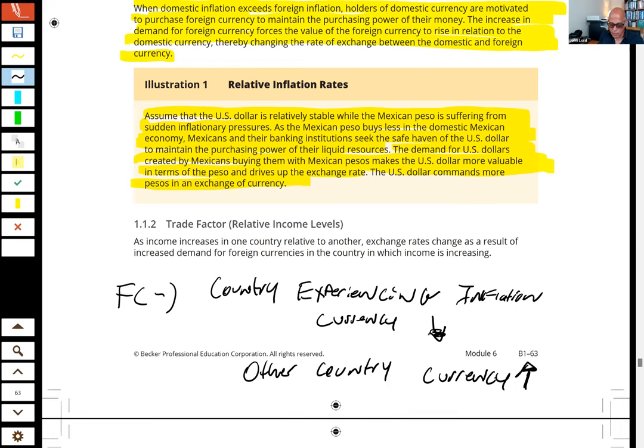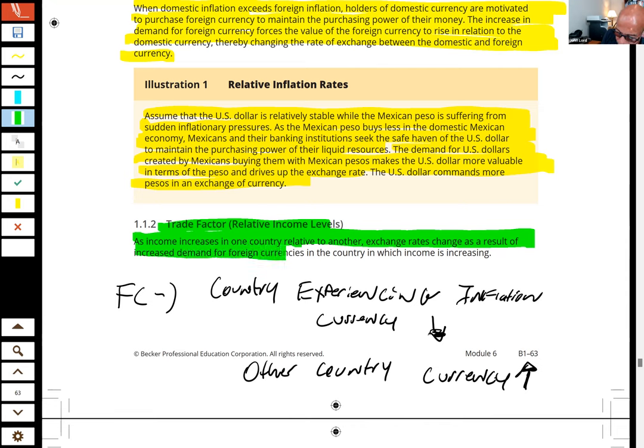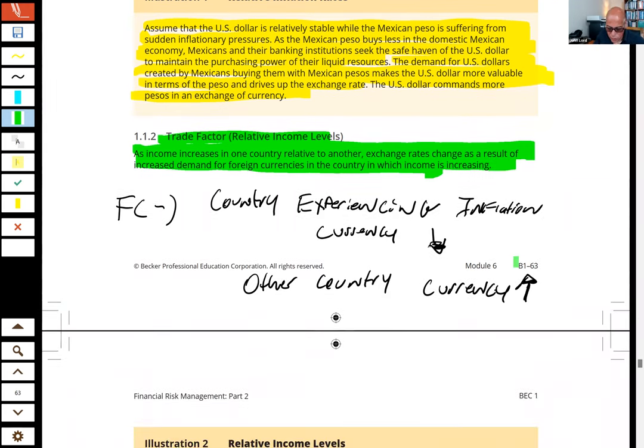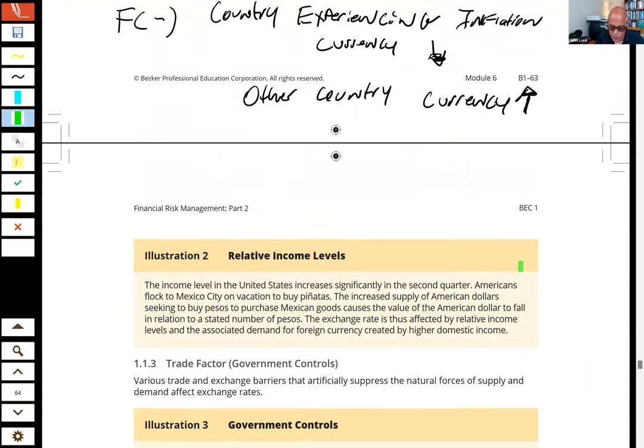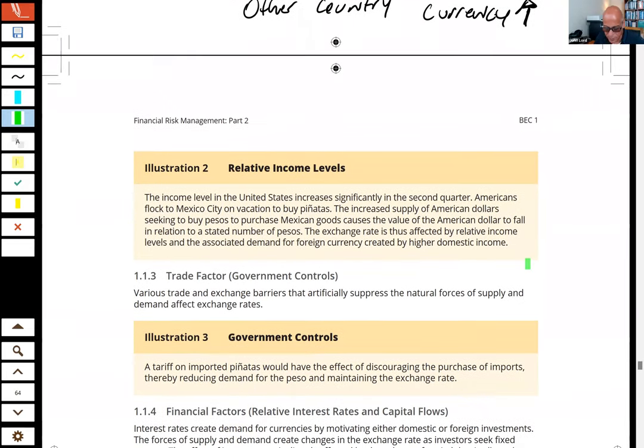Let's look at income levels, okay? Another factor here, income levels. As income increases in one country relative to another, exchange rate changes as a result of increased demand for foreign currencies in the country in which the income is increasing. Okay, so let's look at the example, and then I'm going to give you another.